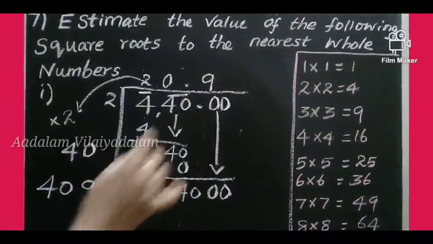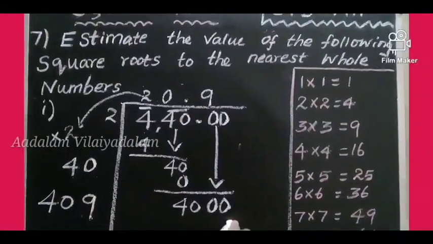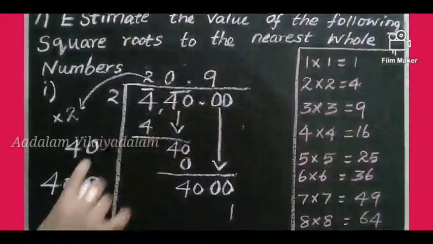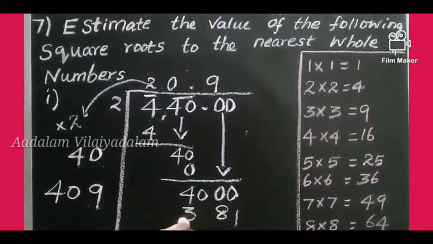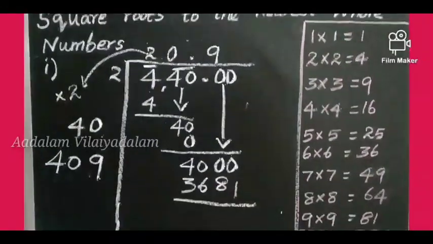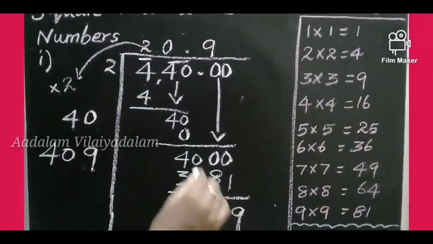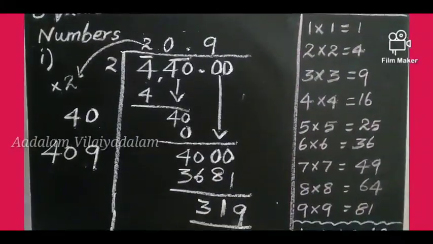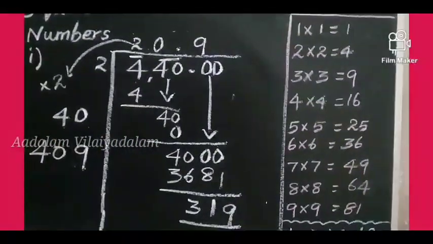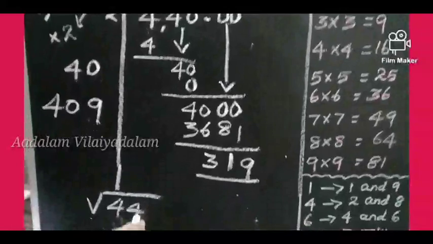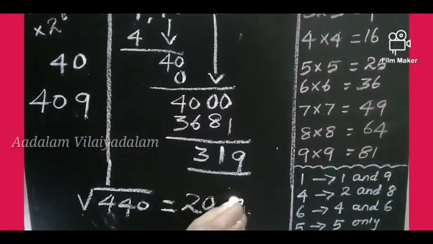Here also write 9. So 409 into 9. Multiply. 9 9s are 81. So balance 8. Again 9 into 0, 0. 8. 9 4s are 36. Now subtract the value. 10 minus 1. 9 minus 8. Again 9 minus 6. 380. So it goes on. You find that one decimal is enough here. So the root of 440 is equal to 20.9 with the decimal point.